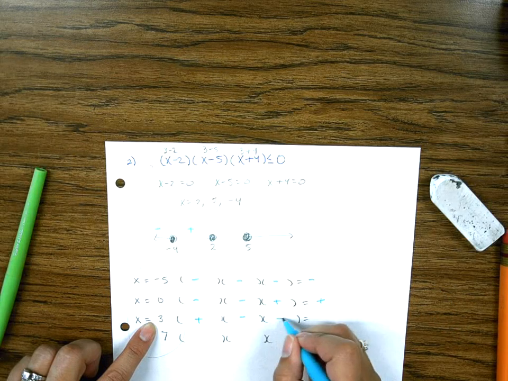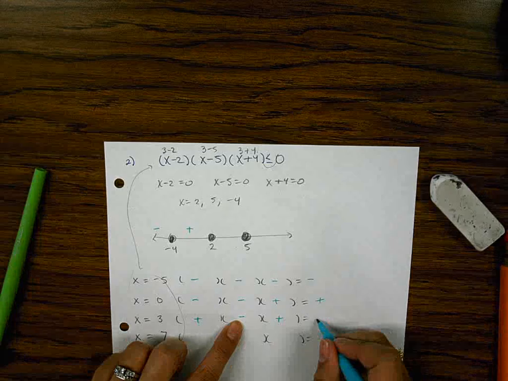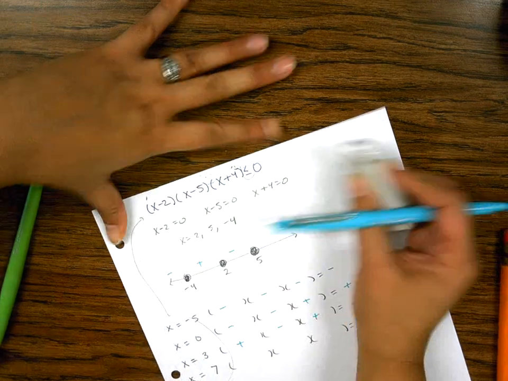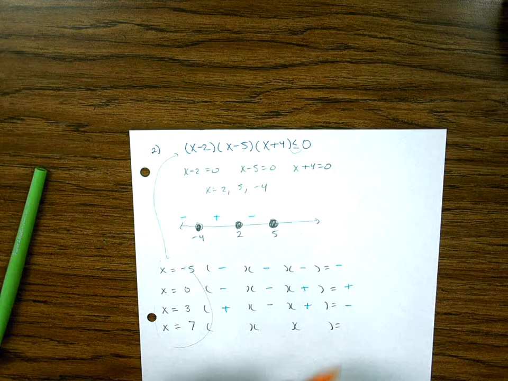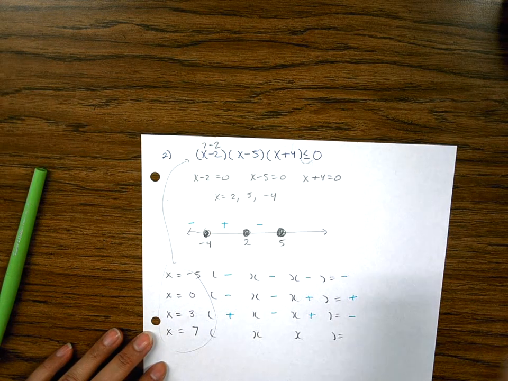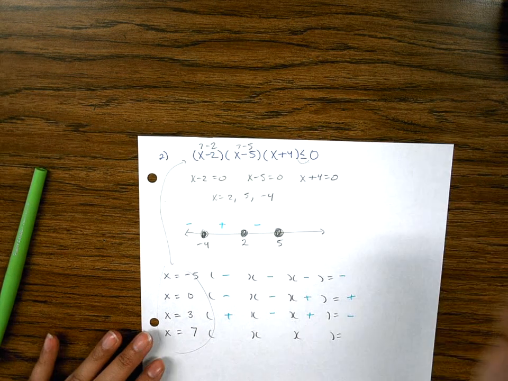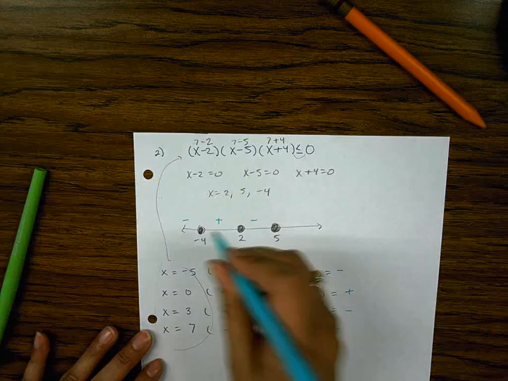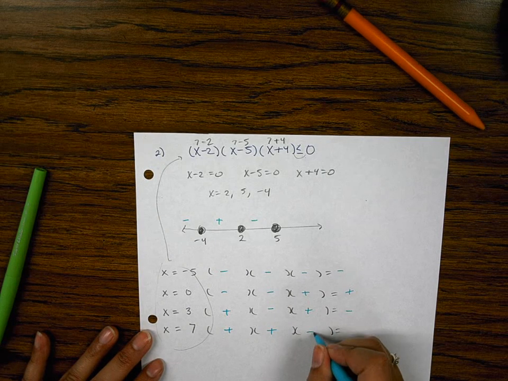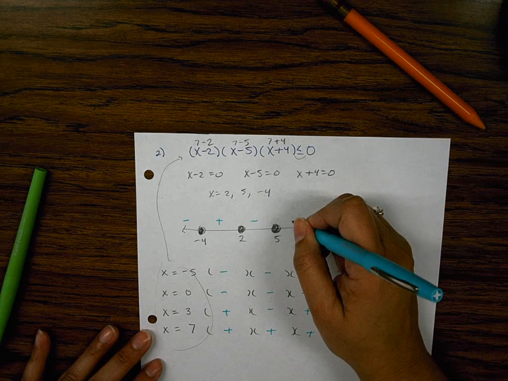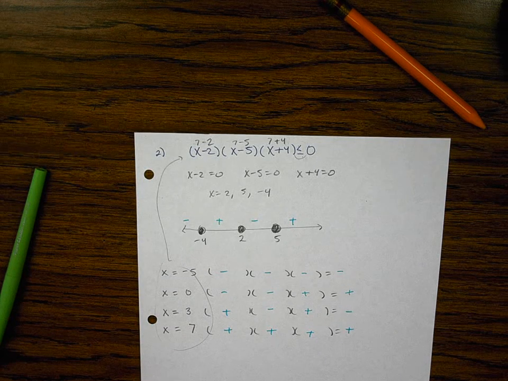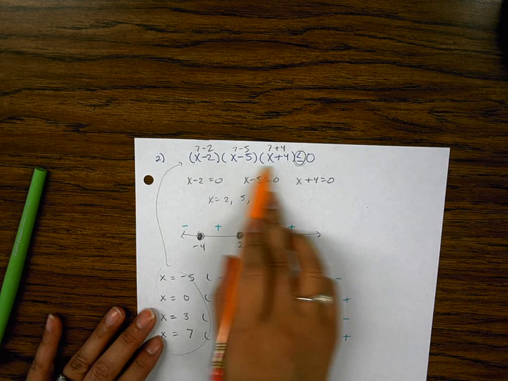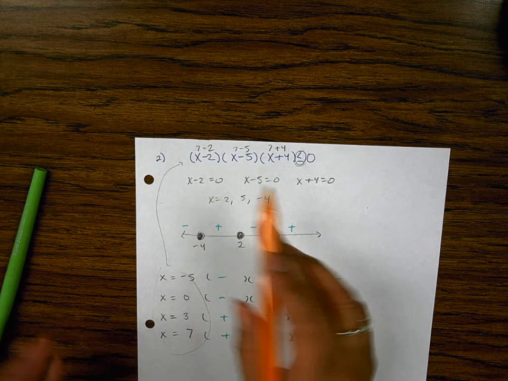Okay, 3 minus 2, for those of you that are visual, 3 minus 5, 3 plus 4. 3 minus 2 is positive, 3 minus 5 is negative, and 3 plus 4 is positive. 2 positives and 1 negative will make a negative. And then our last one we're going to do is the 7. 7 minus 2, 7 minus 5, 7 plus 4. 7 minus 2 is positive, 7 minus 5 is positive, and 7 plus 4 is still positive. So I end up with a positive.